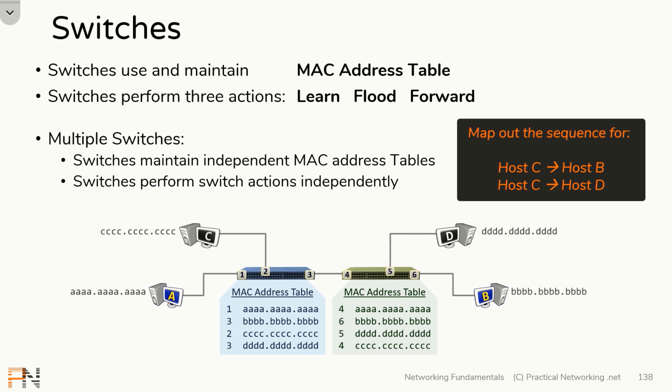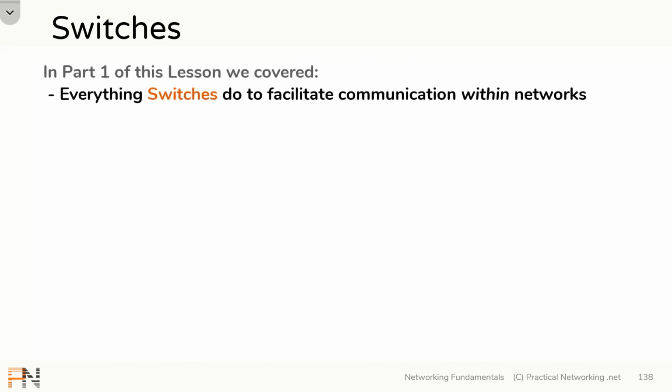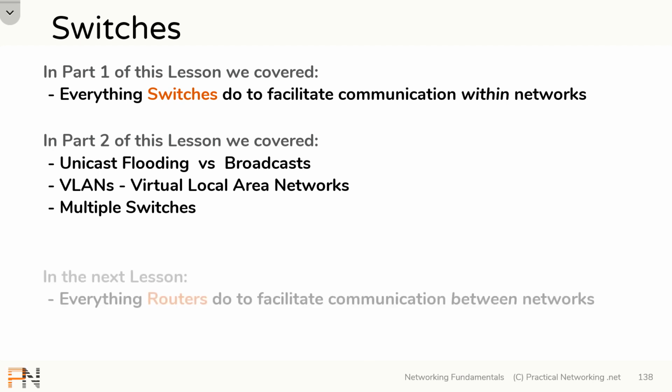If you're able to follow through this exercise, then you can say you definitely understand switching at this point. And in all cases, a switch is only performing these three actions and maintaining a MAC address table. That is again how any device that claims to do switching is going to operate. What we just illustrated are simply the rules of switching. And that wraps up this lesson. In the next lesson, we're going to do the same, but for routers. We're going to show you everything that a router does to facilitate communication between networks.